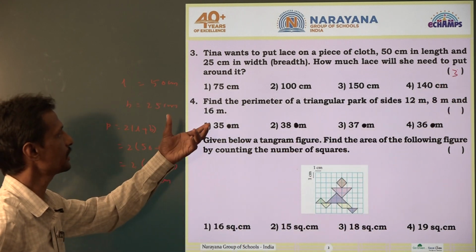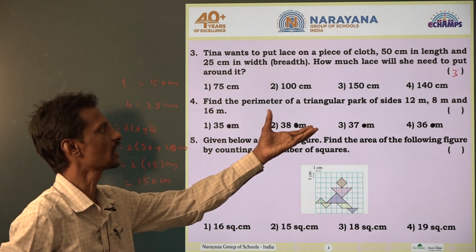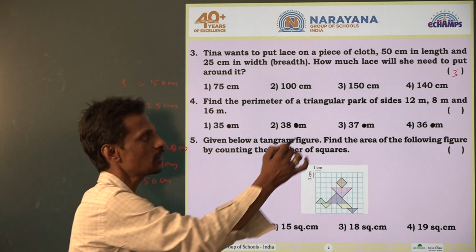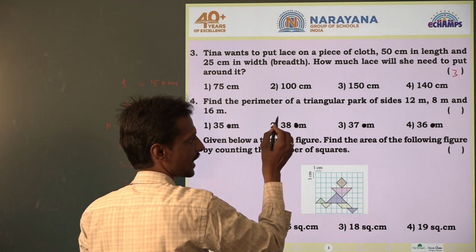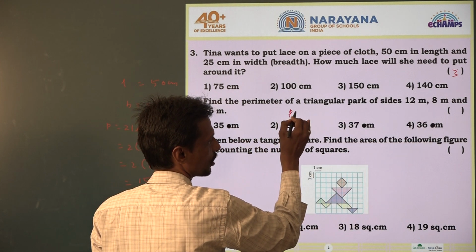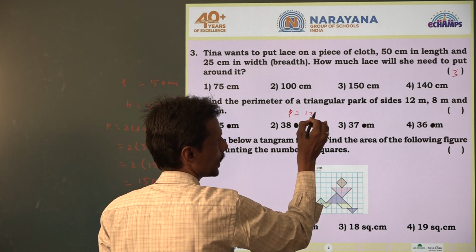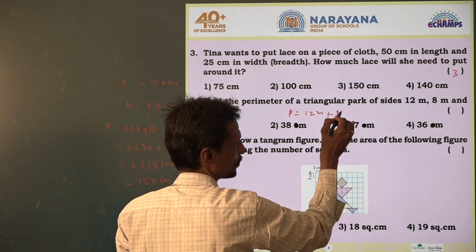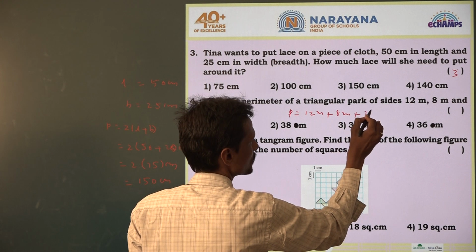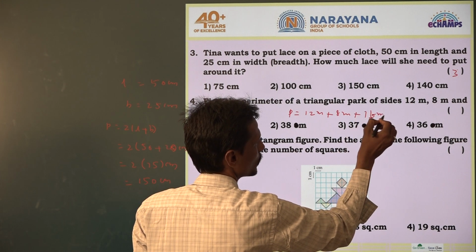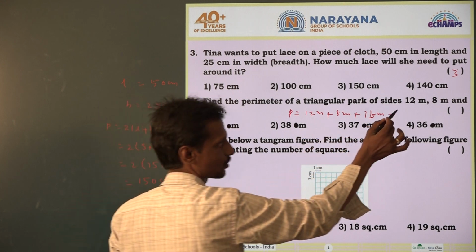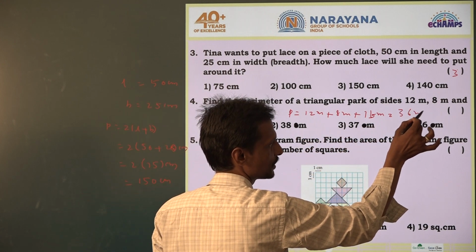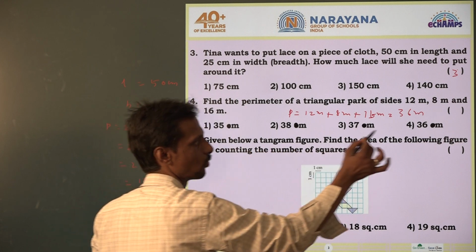Fourth one, find the perimeter of a triangular park of sides 12 meters, 8 meters and 16 meters. For a triangular shape, perimeter means the sum of all sides. Here also 12 meters plus 8 meters plus 16 meters is equal to 12 plus 8 is 20, 20 plus 16 is equal to 36 meters. Here 36 is the fourth option.